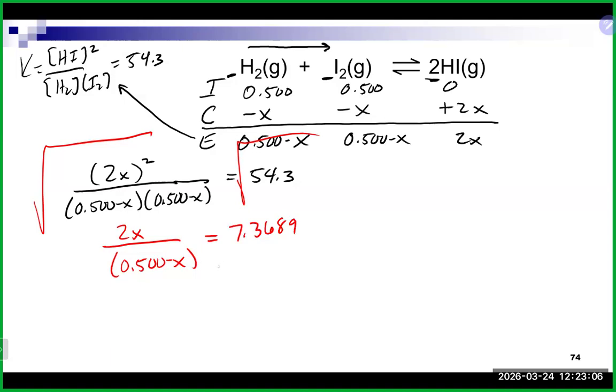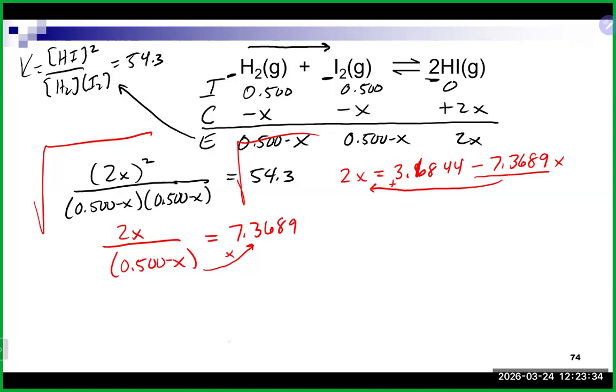7.3689. I might want to solve this more than the quadratic at this point here. So I'm going to multiply this to the other side. That's going to get me a 2x is equal to, looks like 3.6844 minus 7.3689x. Obviously, I'm going to bring my x's together, so I'm going to add this back to the other side. That's going to give me a 9.3689x equals 3.6844. Going to divide now, right?